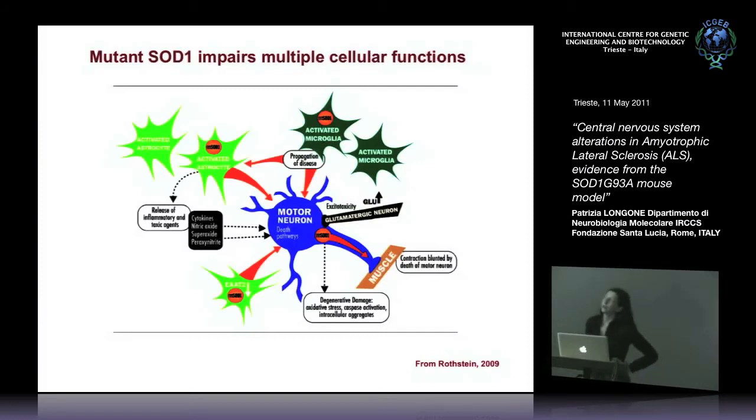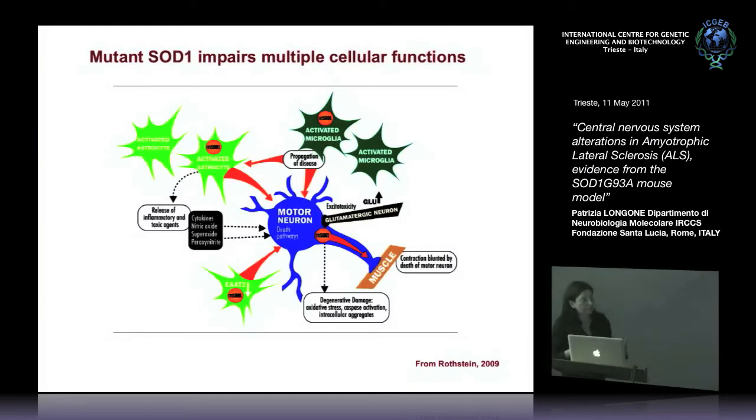There is also a line of research looking at the degeneration of the neuromuscular junction, with the hypothesis that this degeneration is going backward to the periphery. We also know that ALS is not a cell autonomous disease. That means that the mutant SOD1 needs to be present also in glial cells, which are important for the onset and propagation of the disease.